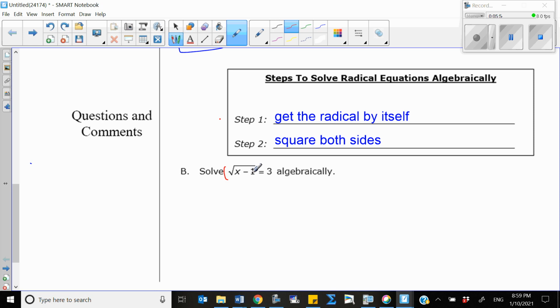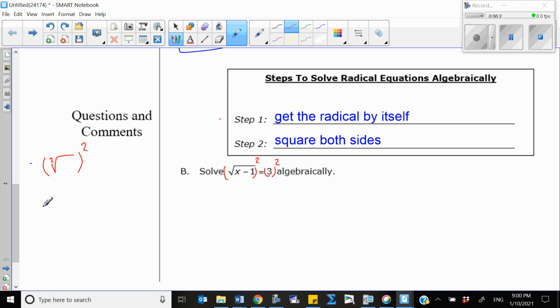That means raise both sides to the power of 2. Why am I doing this? The reason is that we want to solve this equation for x, but this x is stuck under the radical, so I need to get rid of it. If you don't see any index on this radical, that means the index is 2. This is a square root. In order to undo a square root, you need to raise it to the power of 2.